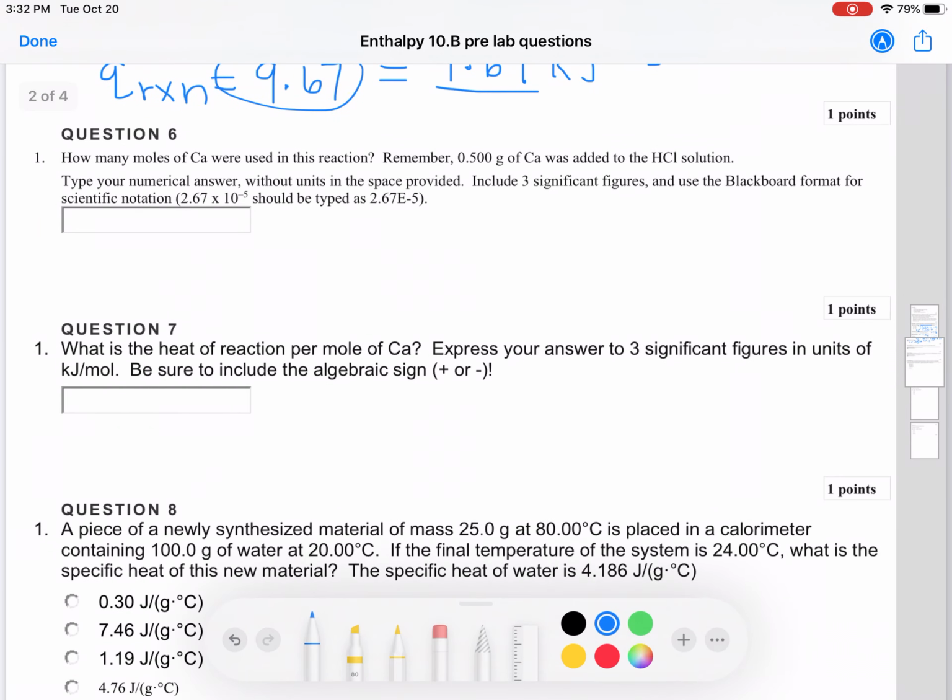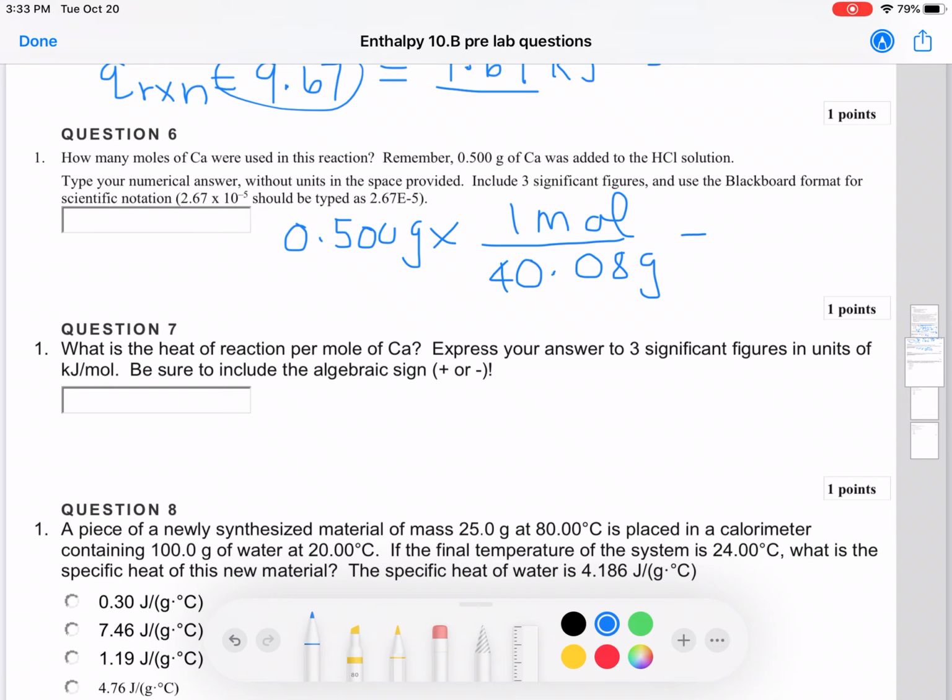And then the next step is asking how many moles of calcium were used in this reaction. Remember, we use 0.5 grams calcium. You know how to convert grams to moles. What's the molar mass of calcium? You can look it up on your periodic table. Calcium molar mass is 40.08 grams. That's for 1 mole. And then when you calculate that, you will find the number of moles.